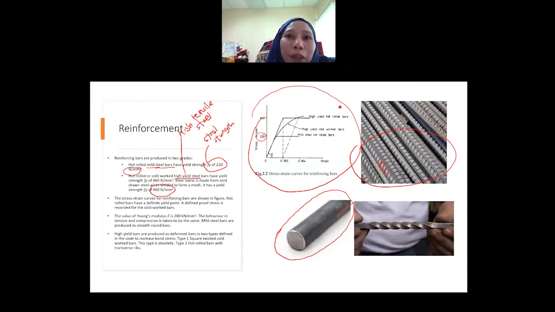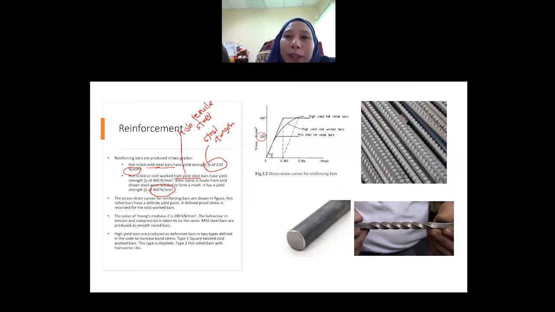I'm not going to explain apa hot roll bar, cold work bar. Tapi hot roll bar ni is the one yang is commonly used dalam project lah. Kalau cold work bar ni dia macam mahal lagi, because it's more expensive and it's only suitable for certain works sahaja. For example, hot roll bar, dia produce in the kilang, bukan you yang buat, kilang yang buat eh. Dia produce the hot roll bar masa tengah panas tu, tapi habis dah dia punya proses. However, for cold work bar, dia ada another process yang dia akan proses lagi after the bar cold.